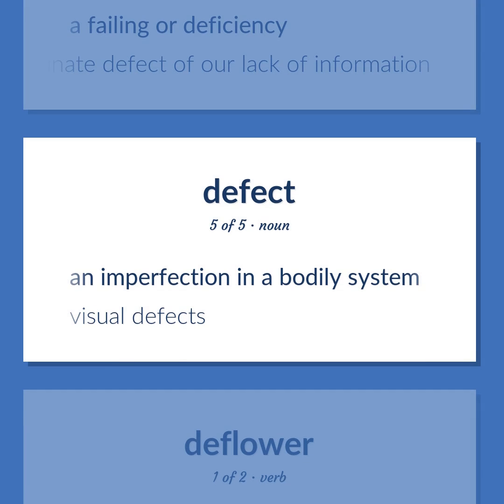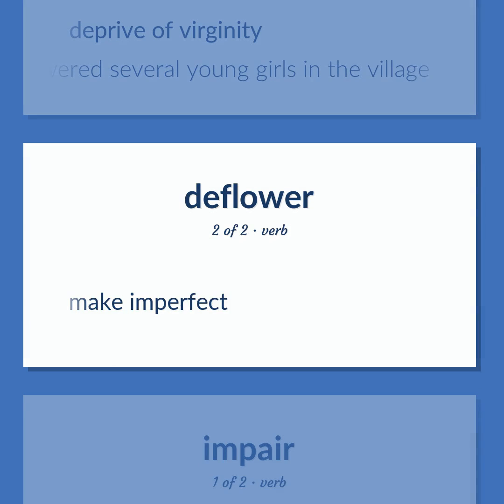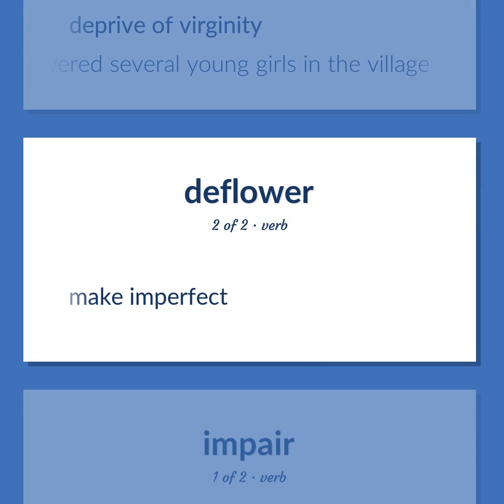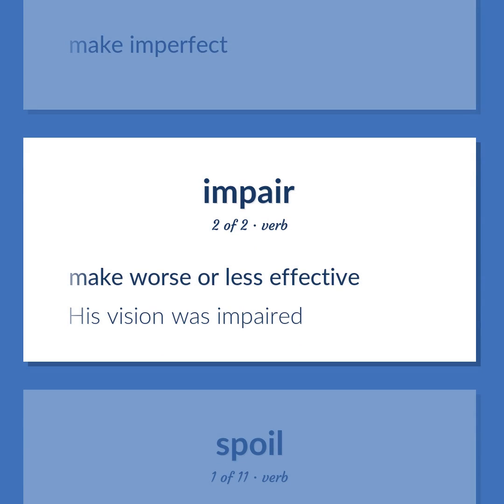An imperfection in a bodily system. Visual defects. Deprive of virginity. This dirty old man deflowered several young girls in the village. Make imperfect. Make imperfect. Make worse or less effective. His vision was impaired.